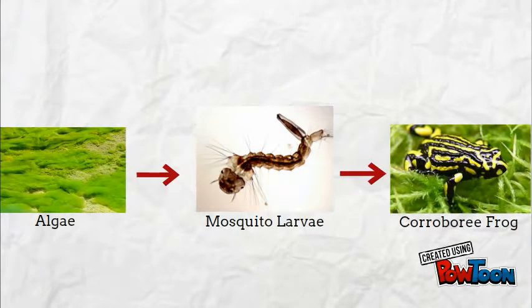Food chain. This food chain shows that the algae is eaten by the mosquito larvae, and then the mosquito larvae is eaten by the corroboree frog, leaving an efficient cycle so nothing overpopulates or decreases in population.